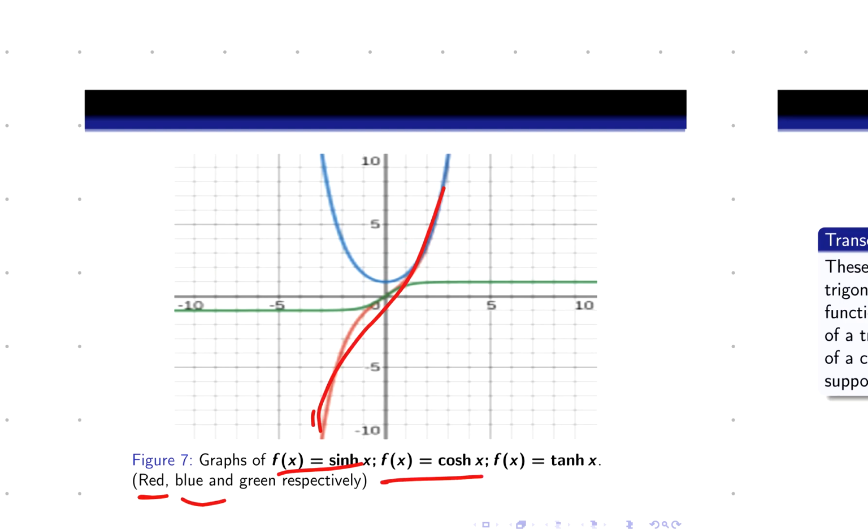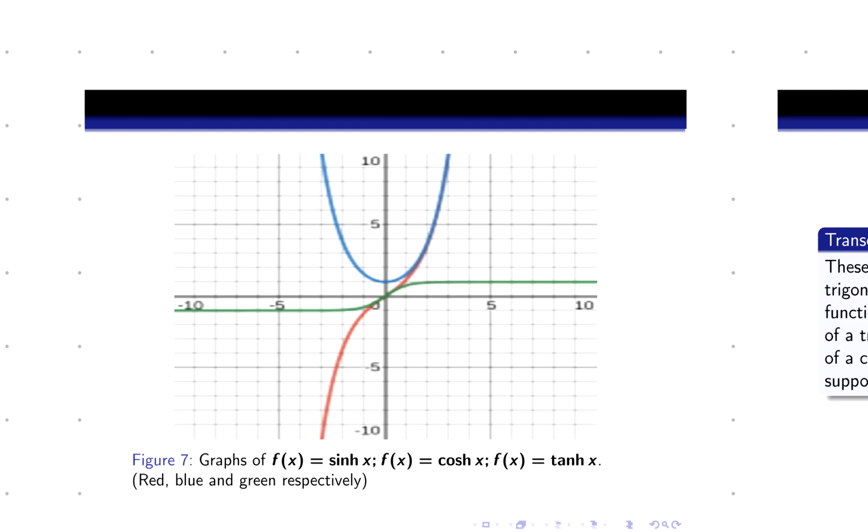And then you have tan x, which is also close to the inverse tan of x that we saw the other time. So interestingly, you can see that some of these functions can become some kind of work of art. Okay, so that is hyperbolic function.